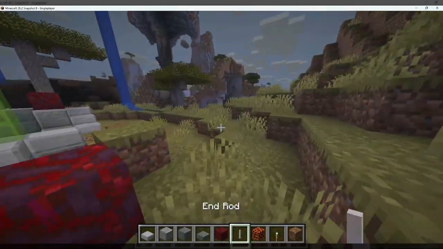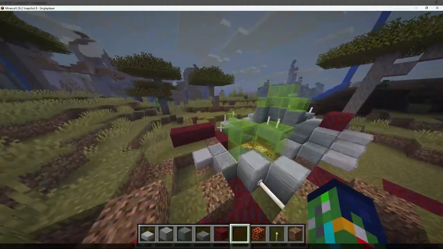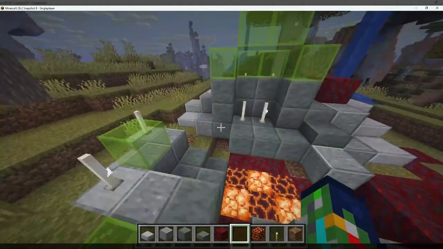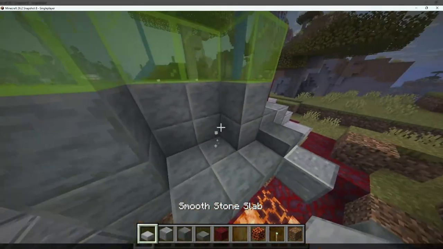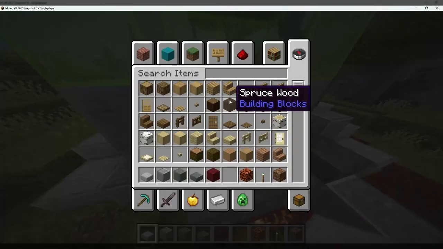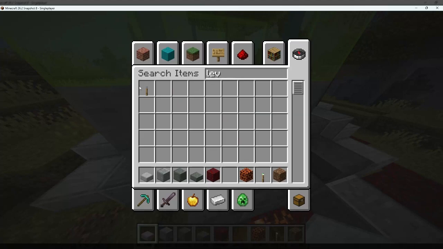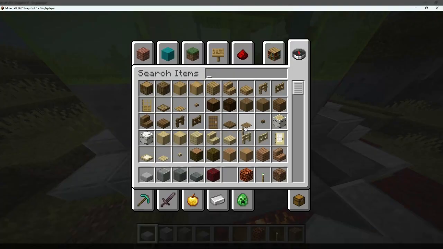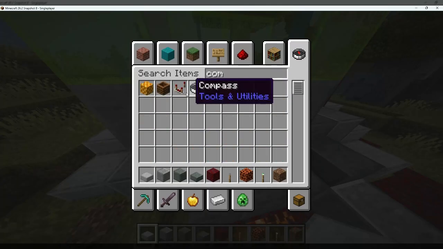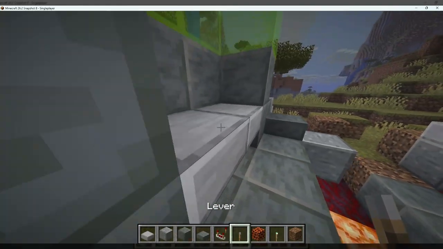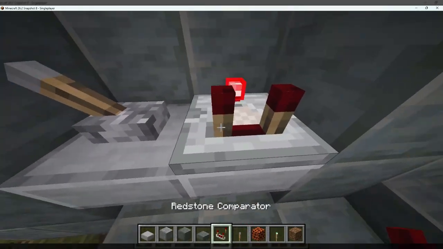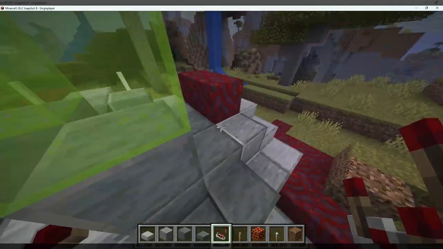I placed these two end rods in here to kind of act as a control panel, but I don't know, it looks a little out of place. So for a control panel, with the classic levers, it's helpful to actually grab the item, and then a comparator. And comparators work really well here because to me they are extremely alien. I have no idea what they do.